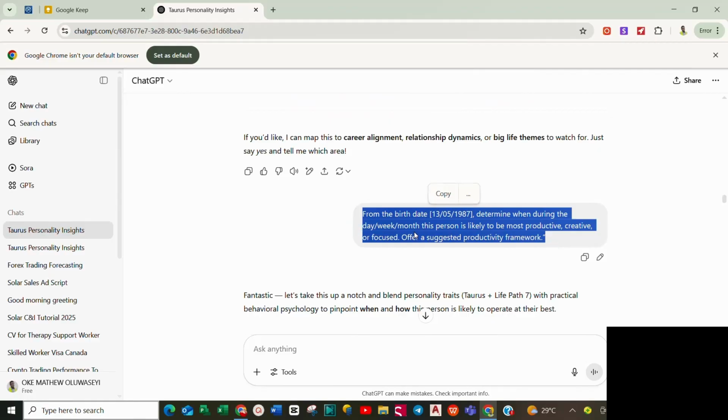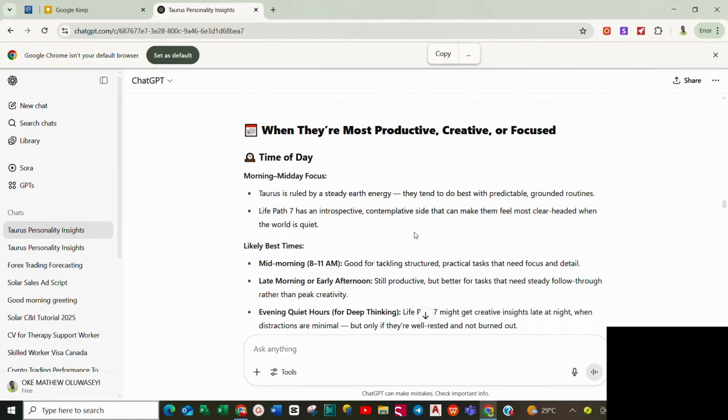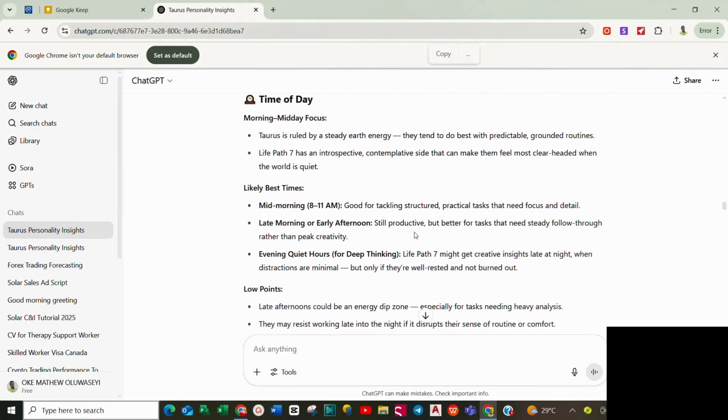Offer a suggested period. So AI gave us when they are most productive, creative, and focused. The time of the day is early morning, around 8 to 11. They are more productive, want to get things done, especially something that requires fresh ideas regarding some new installation. It is good for tackling structured, practical tasks that need focus and detail. And late morning, they're still productive, but for tasks that need follow-up rather than a peak creative kind of task.